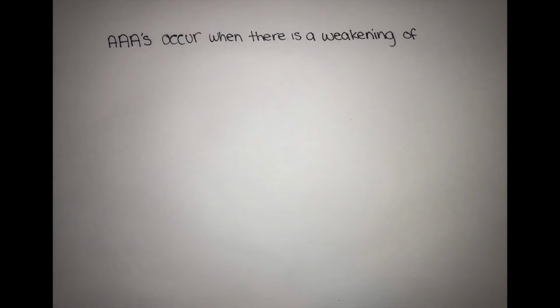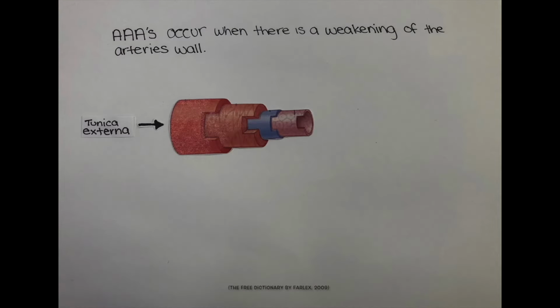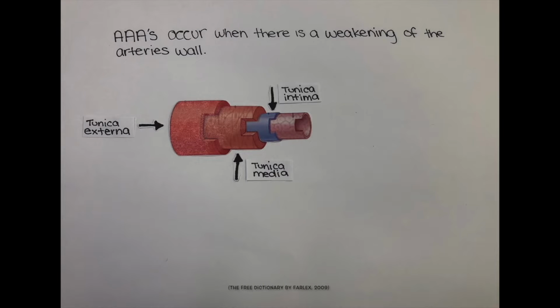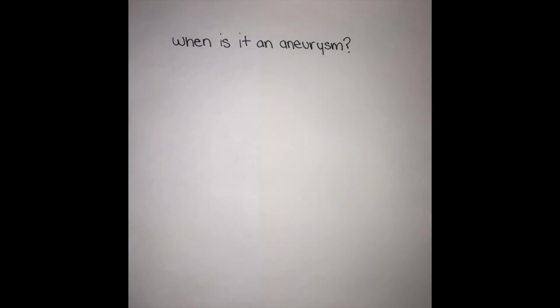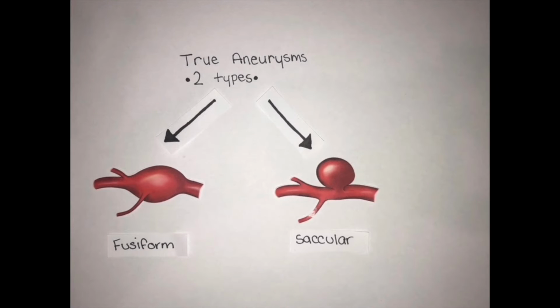AAAs occur when there is a weakening of all of the layers of an artery's wall. The outermost layer is the tunica externa, followed by the tunica media, tunica intima, and basement membrane. It is classified as an aneurysm when it becomes 1.5 times larger than its normal diameter. The most common type of AAAs are true aneurysms, which have two types, fusiform and saccular.